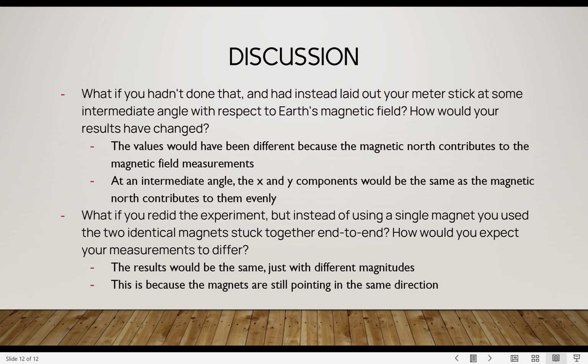Finally, let's talk about how changes to the setup might affect the experiment. If we had laid out the meter stick at an intermediate angle with respect to the magnetic field, the results would have changed because the magnetic force would have contributed differently to the magnetic field measurements. The x and y components would have varied as well. Additionally, if we repeated the experiment using two magnets left together end to end, the results would have remained similar, but the magnitude of the magnetic field would increase since the magnetic moments would align and add together.